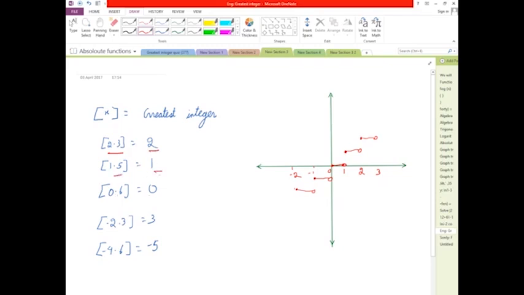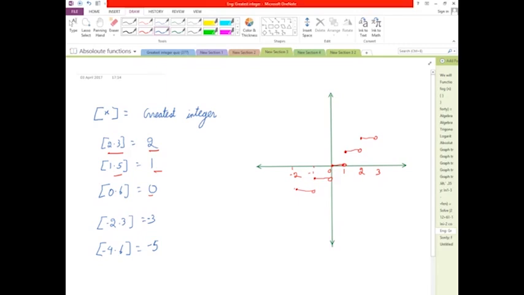For 0.6, 0. And for minus 2.3, it won't return minus 2, it will return minus 3 actually. There's a mistake. Minus 3. Because it will return the greatest integer below that number. Minus 2 is above minus 2.3. So it won't return minus 2, it will return minus 3. Minus 4.6, it will return minus 5.